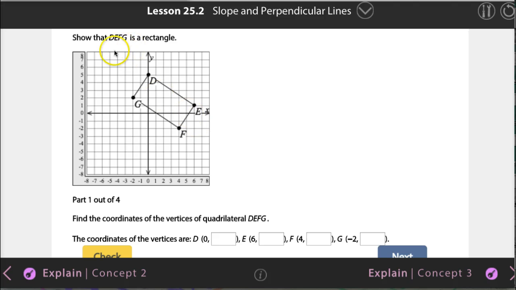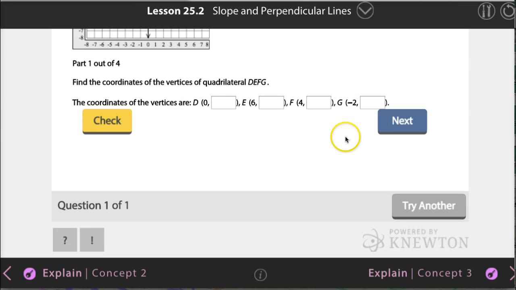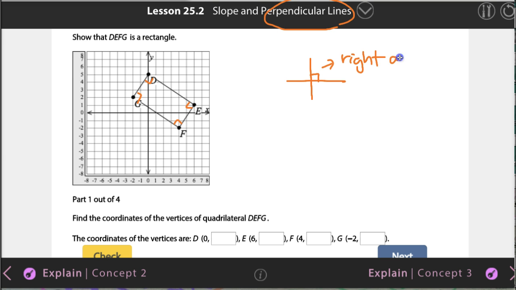And it says we have to show that DEFG is a rectangle. Obviously, we can tell that it's a rectangle, but we have to go through some mathematical process to prove that it is a rectangle. So then, what is it exactly that you have to know? The first thing that you have to remember is that a rectangle has 4 90-degree angles. Now, we're learning about perpendicular lines, and we know that when we have perpendicular lines, they create right angles, right? So we're just basically going to use that.